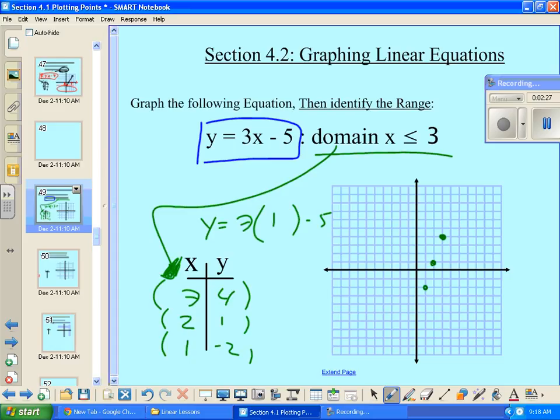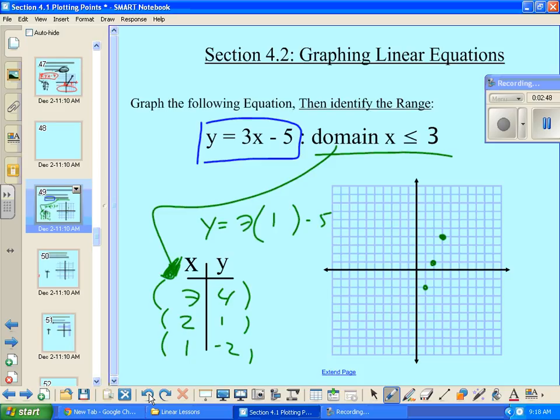Now again, we talked about this in the last lesson. I plot these 3 points, and usually, if we were just graphing the line of an equation, I would just draw a straight line through both sides and put arrows on and say my solutions go on forever in both directions, and there'd be the graph of that equation.